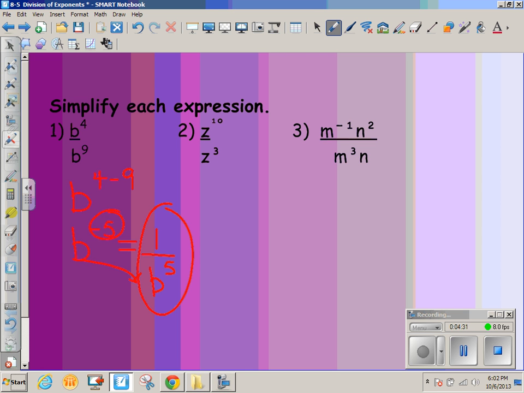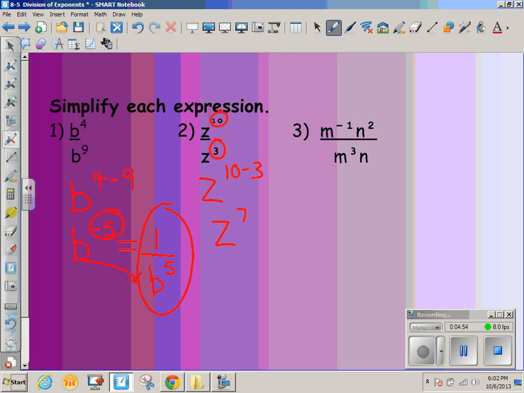I would like you to pause the video and go ahead and try to do number 2 on your own. And when you are finished, then start up the video. Number 2, z raised to the 10th power over z to the 3rd. So I have z, 10, that's the numerator exponent, and I'm going to subtract the denominator exponent. So that's simply z to the 7th.